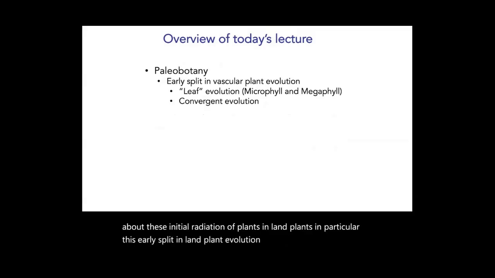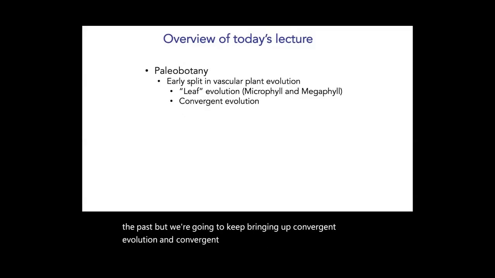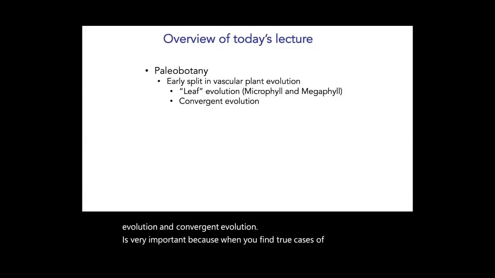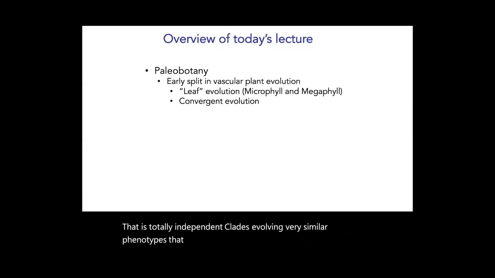And I'm going to introduce another topic today. This topic is known as convergent evolution. Now, we've talked about convergent evolution in the past, but we're going to keep bringing it up. Convergent evolution is very important because when you find true cases of phenotypic convergence, that is, totally independent clades evolving very similar phenotypes, that is going to be reflecting something fundamental in terms of ultimately why we see the diversity that we see today.